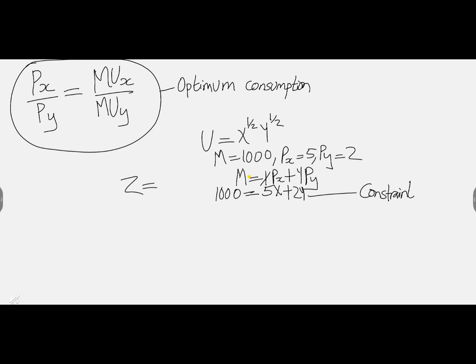This is the objective function. So we're trying to maximize utility with a constraint, with this budget constraint. So we can introduce the Lagrangian function, which we can write as Z is equal to the objective function first, that's x raised to power half, y raised to power half, plus lambda, introduce lambda into brackets, the constraint. Okay.